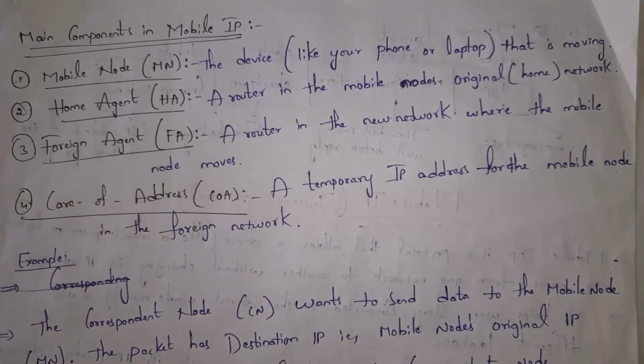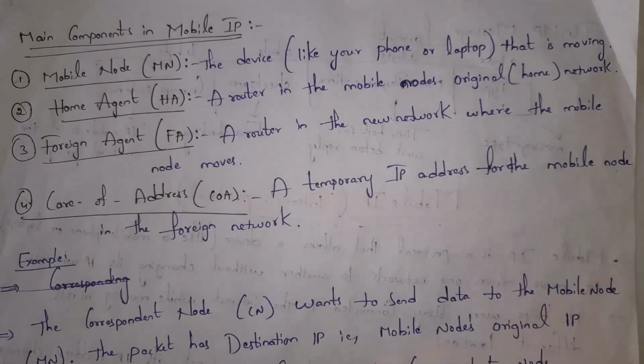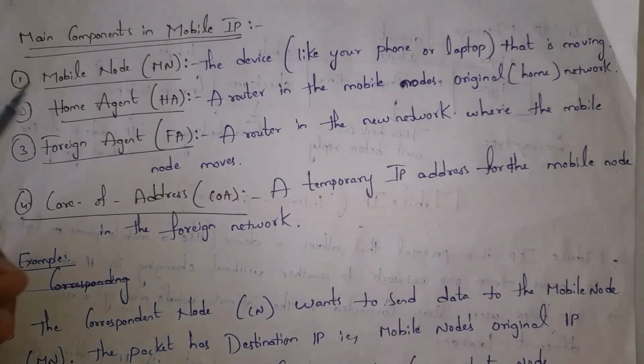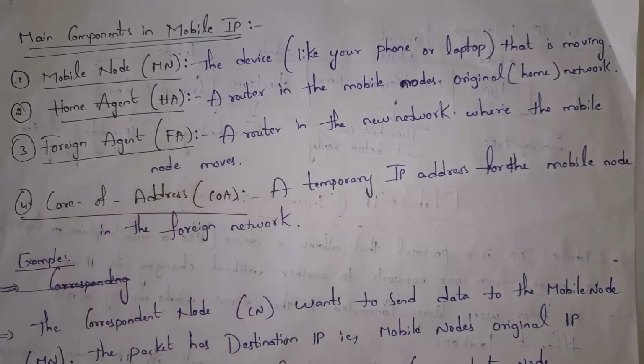For example, from my home, I will move to some other place. And in order to access internet in that place, I need to connect to another router. So the router in the new network is known as foreign agent. So home agent means the router which is present in our home. And foreign agent means whenever we move our mobile to some other place, if we connect to some other router in order to access internet, we call that router as foreign agent.